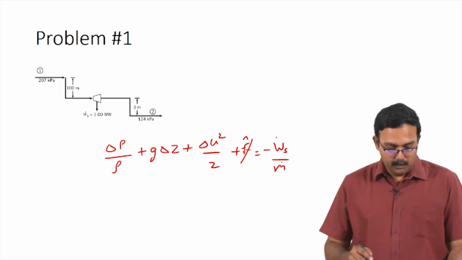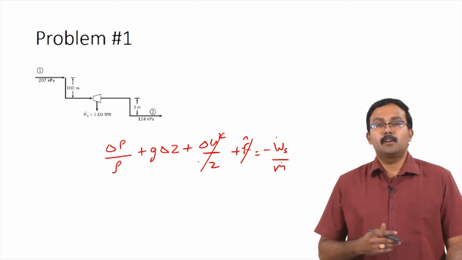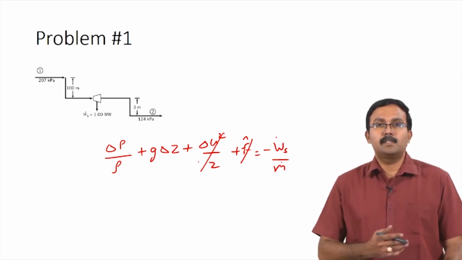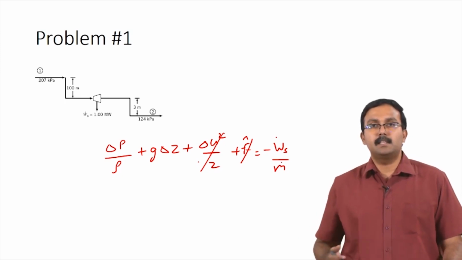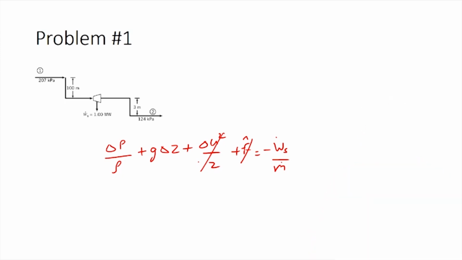We can also ignore the change in velocity because we have not been told that the conduit changes in diameter. We have been told that the conduits are similar, which means we can assume that their cross sections are the same, which would indicate that the linear velocities would also be the same. So, the equation simplifies to delta P divided by rho plus g delta z equals minus Ws dot divided by m dot.